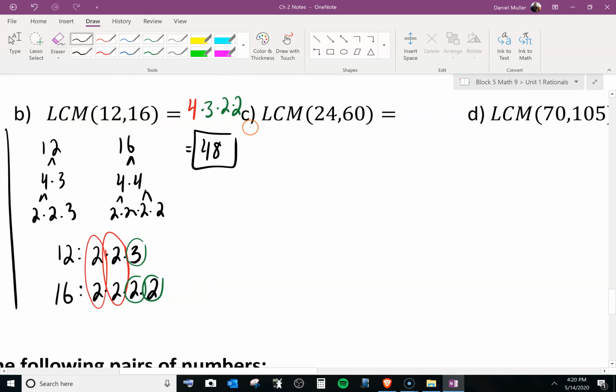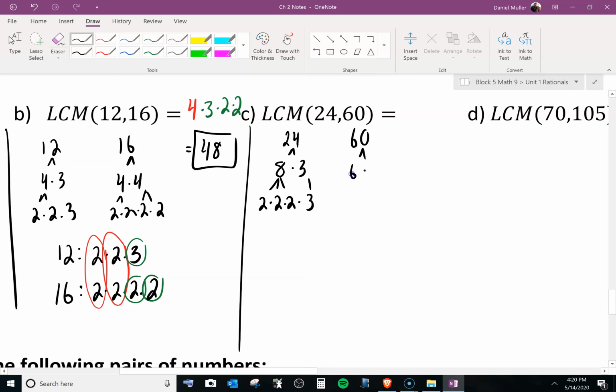Okay, let's keep going here. 24, give yourself a little bit more room here. 24 and 60. So 24 is going to be 8 times 3. And 8, I like that as a 2, 2, and 2. And then that can go to a 3. 60 is going to be 6 times 10. 6 is 2 times 3. And 10 is 2 times 5.